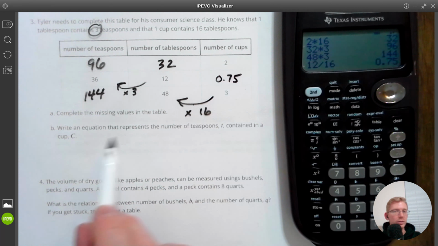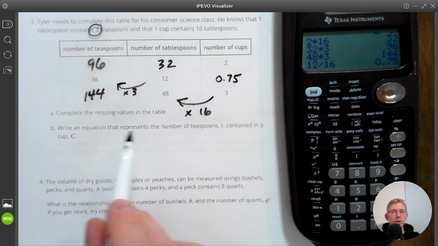We can do the same thing down here. To get from 48 tablespoons, that's going to be this times 3. So we can do 48 times 3 to get this number, 144. All right, and if I'm going from the number of cups to the number of tablespoons, I have to multiply by 16. To go backwards, I would have to divide by 16, right? So 48 divided by 16 equals 3. So in order to get from here over to here, I would have to divide by 16. So we do 12 divided by 16, and we get 0.75.